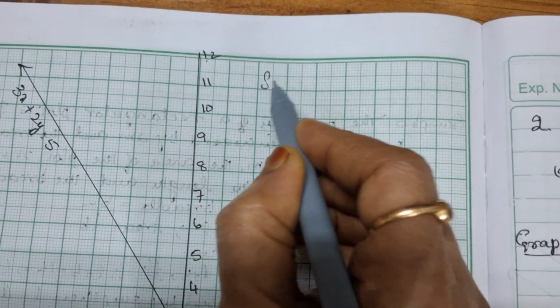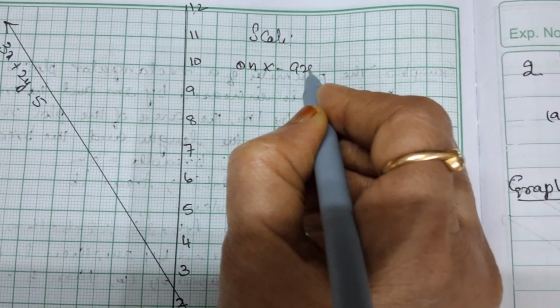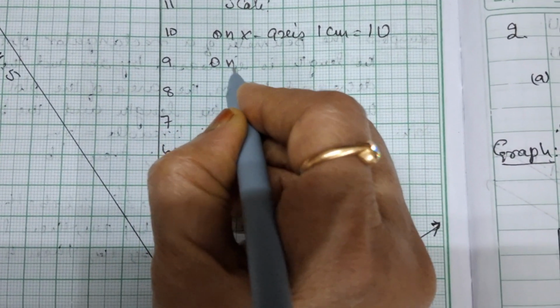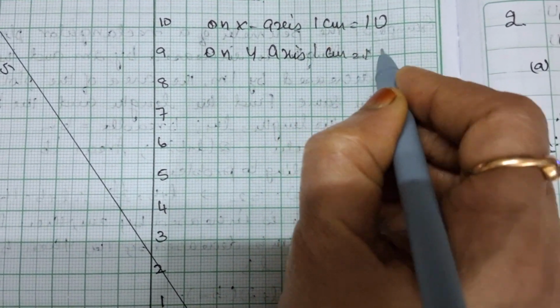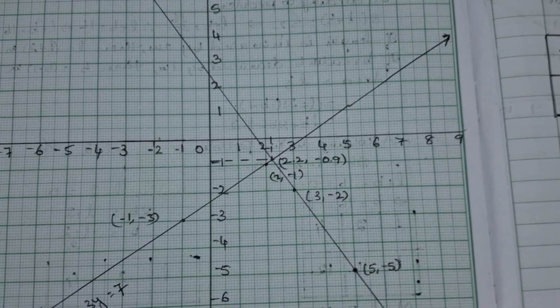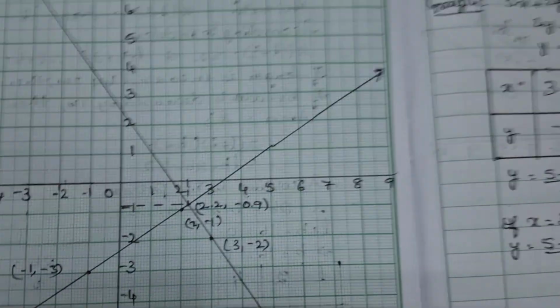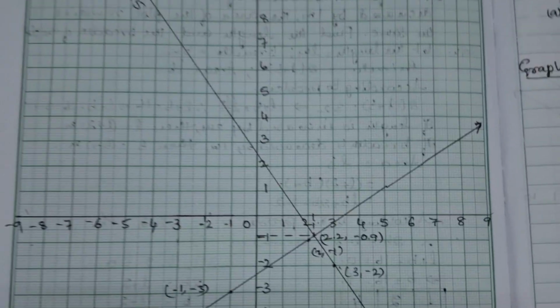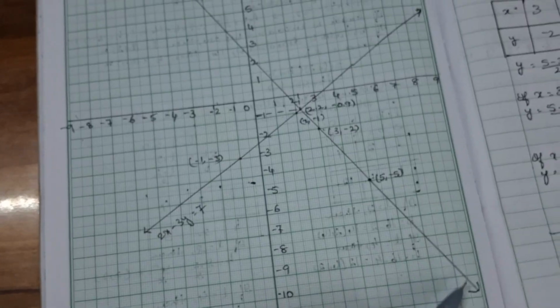See, this is the scale that I have taken. I have not written it here, children. Scale on x-axis, 1 centimeter is 1 unit, and on y-axis, 1 centimeter is 1 unit. So here, see the first equation, 3 comma minus 2, 5 comma minus 5. So 3 comma minus 2 is here. Then 5 comma minus 5 is here. So this is the equation, the line that I have got.